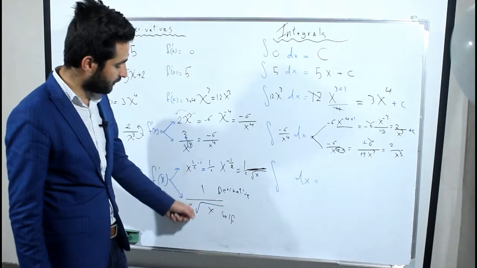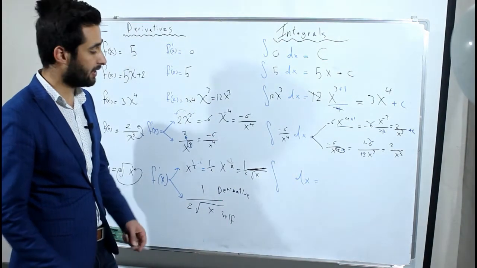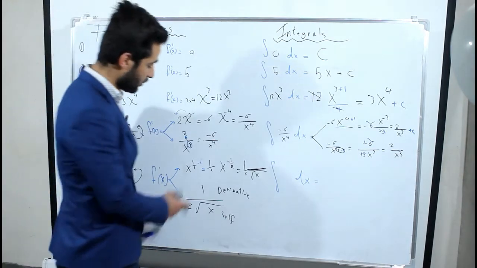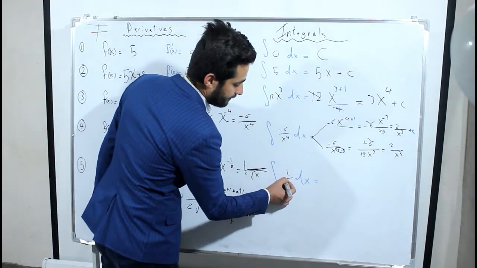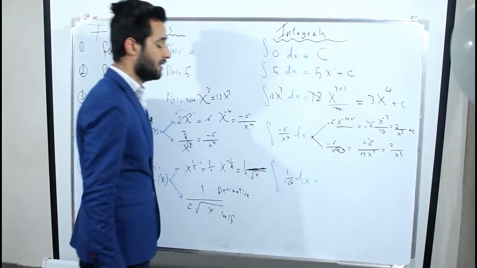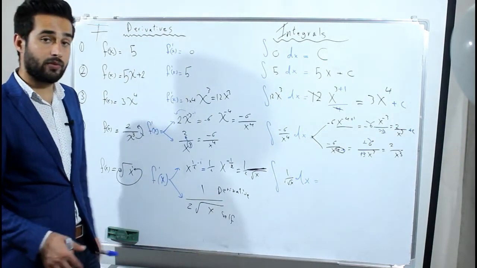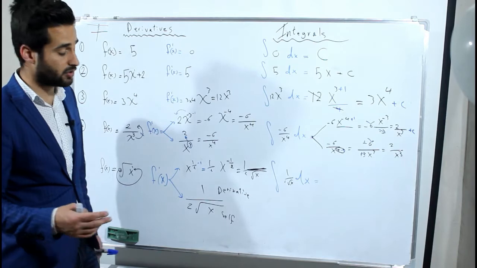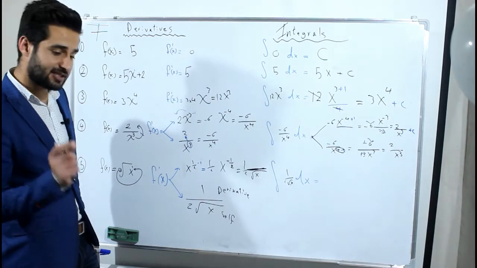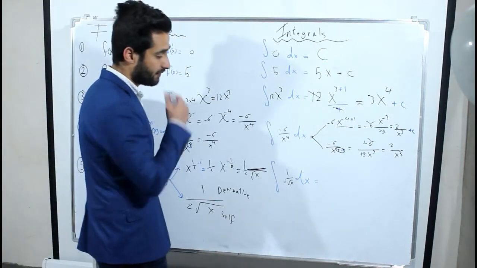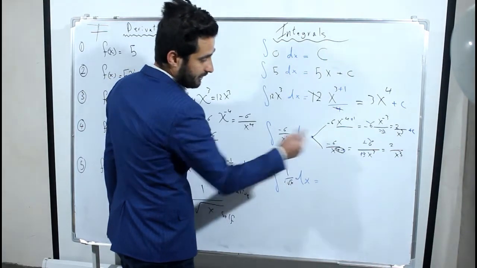If we have 1 over square root of x, how can we find the derivative of this? 1 over 2 square root of x. Okay? So here we have again two ways. One of them is academic, and let's use only the academic way, or we can use this way too. Okay?